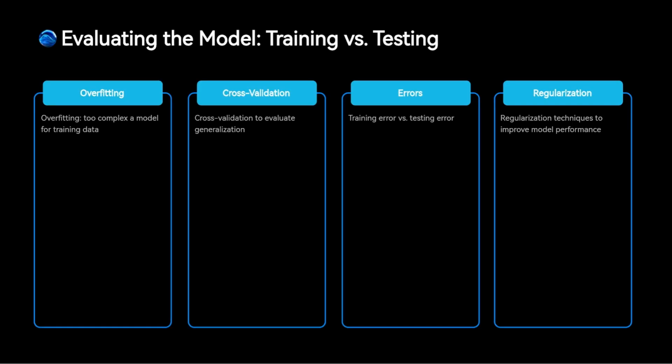When training a neural network, it's important to evaluate the model on both the training data and the testing data. Overfitting occurs when the model becomes too complex and fits the training data too well, losing its ability to generalize to unseen data. One way to avoid overfitting is to use cross-validation, which splits the data into multiple subsets, and evaluates the model's performance across different folds. It's also important to monitor the training error and testing error to ensure that the model is not overfitting. Techniques such as regularization, like L2 regularization or dropout, can be used to prevent overfitting and improve the model's ability to generalize.